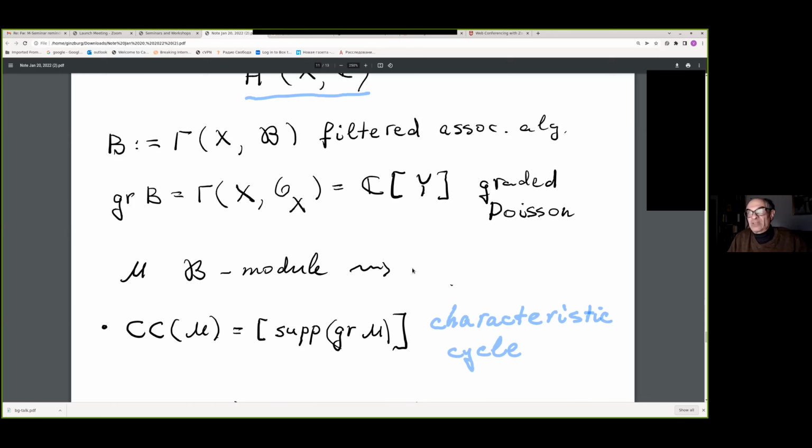So you should think of this straight B as the enveloping algebra. Well, in the enveloping algebra case it is not the case of symplectic resolution, because there's nothing symplectic. But roughly speaking, you can think of B as an example, as an enveloping algebra, and group B as a symmetric algebra. So this is more or less what happens.